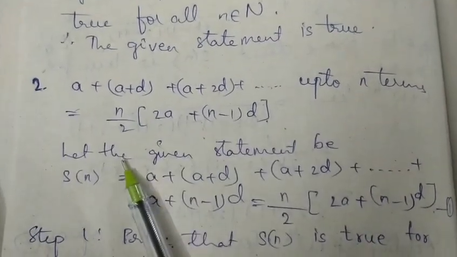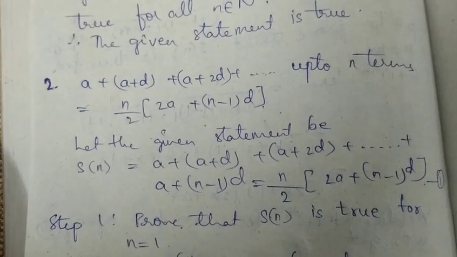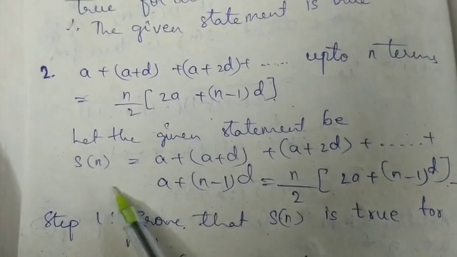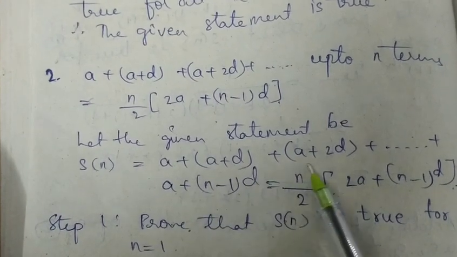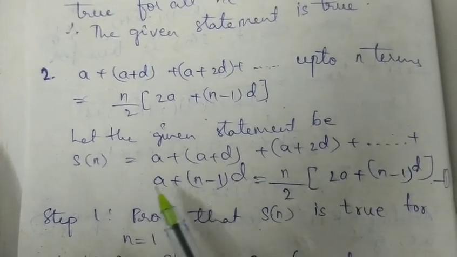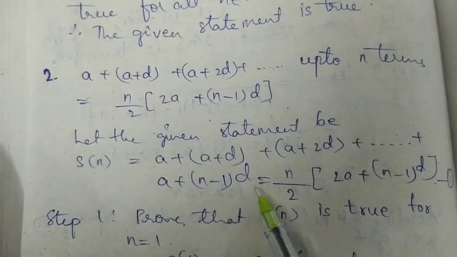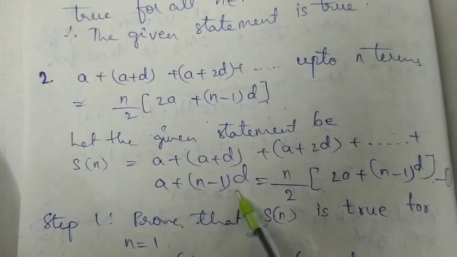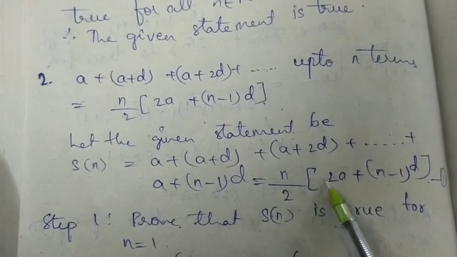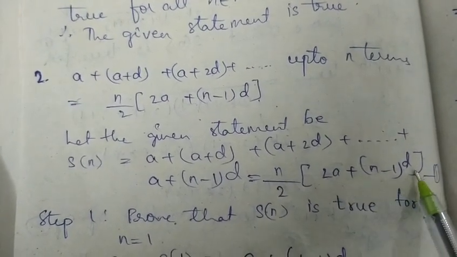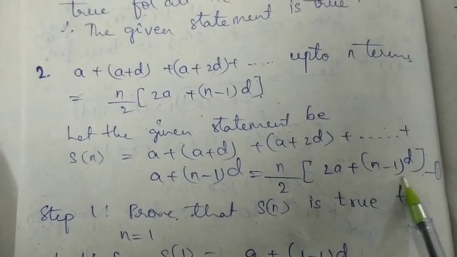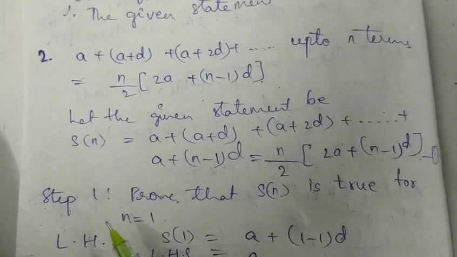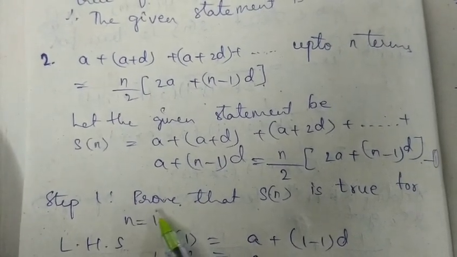So let the given statement be S of n is equal to a plus d plus a plus 2d plus so on till a plus n minus 1 into d. That is the nth term of the AP, arithmetic progression, which is equal to n by 2 into 2a plus n minus 1 into d. So we have to prove that this statement holds true for n belongs to capital N. Step 1, let's take that.